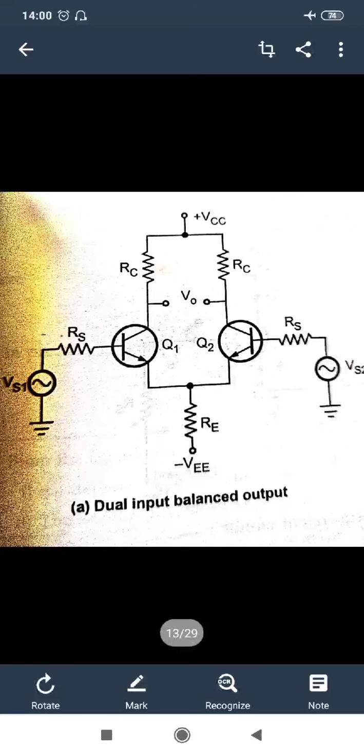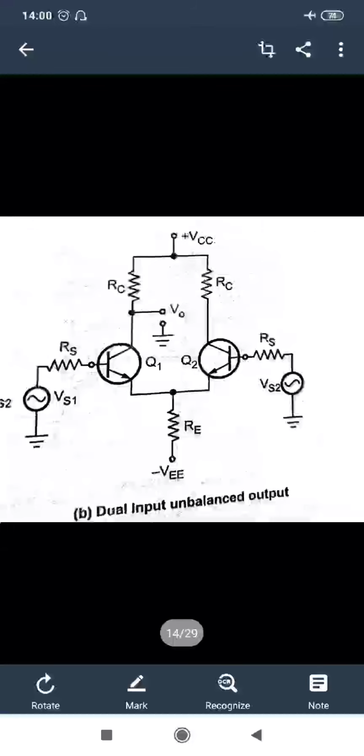Suppose we take the example of dual input balanced output, where we provide the 2 inputs at the bases of the transistors with resistance Rs, and we take the output V naught across the 2 transistors' collectors. In dual input unbalanced output, we give the input at the 2 base terminals of the transistors, and we take the output at a single transistor Q1.